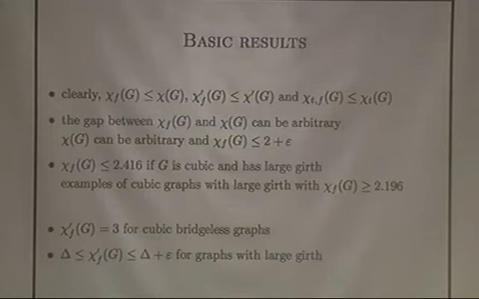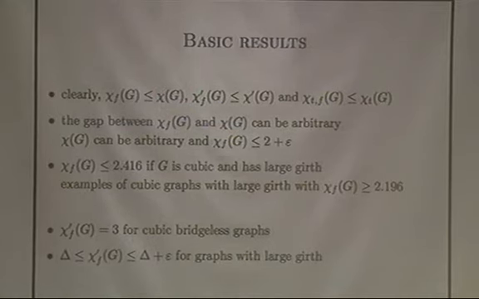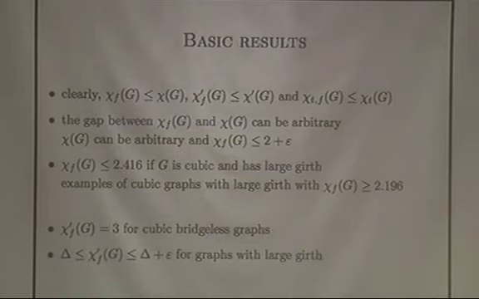So first of all, if I take an ordinary coloring of a graph and then I assign the color classes weight 1, then this is a valid fractional coloring. So the fractional chromatic number is always smaller or equal to the ordinary chromatic number. And similarly for the fractional chromatic index and the fractional total chromatic number. And the gap between the two quantities can be arbitrarily big.